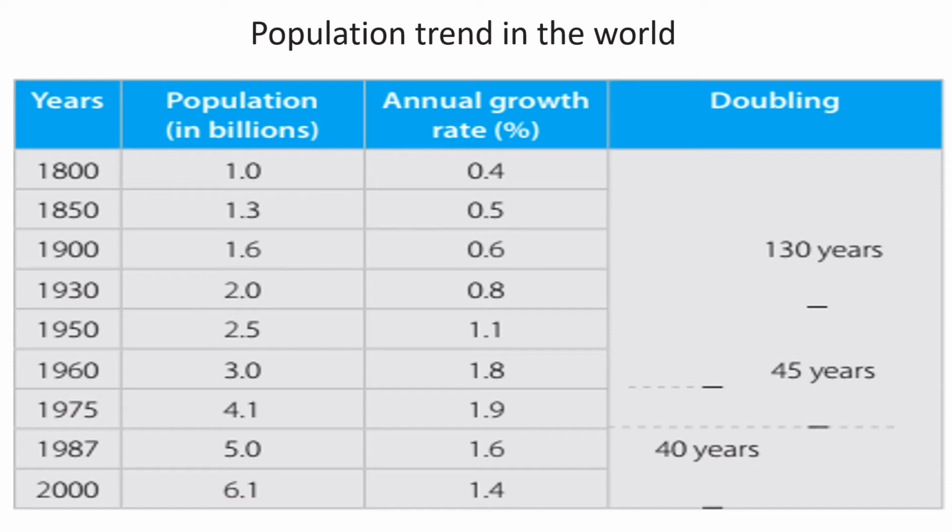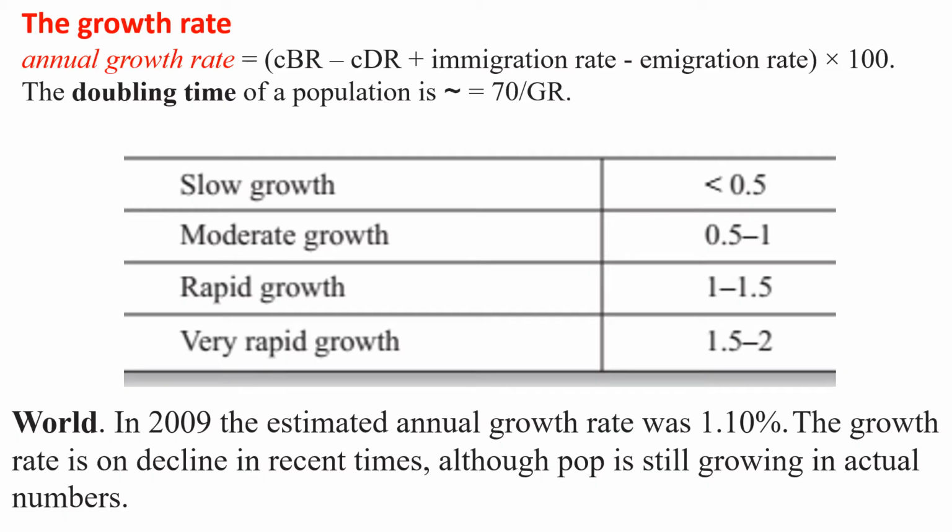And this is the annual growth rate of the world. The annual growth rate is crude birth rate minus crude death rate plus immigration rate minus emigration rate, multiplied by 100. The doubling time of a population is about equal to 70 divided by growth rate.